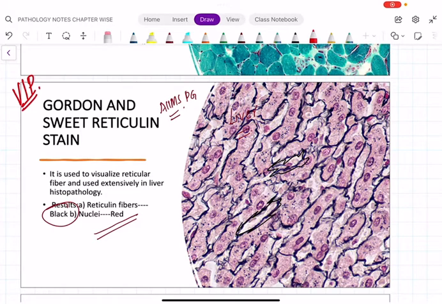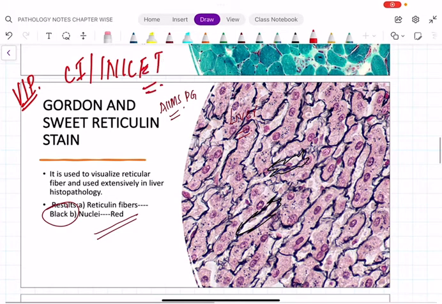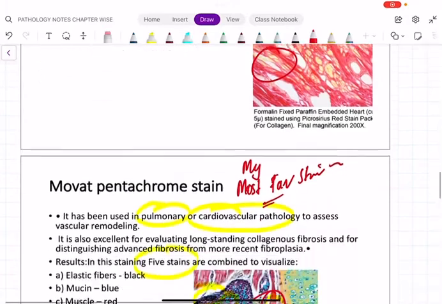It is asked one after another, at frequent intervals, in all the Central Institute exams. Your UNICET exams will be repeatedly asking this. That is Gordon and Sweet reticulin staining for liver histopathology. Reticulin fibers will be black in color. Picrosirius red: collagen will be red in color.